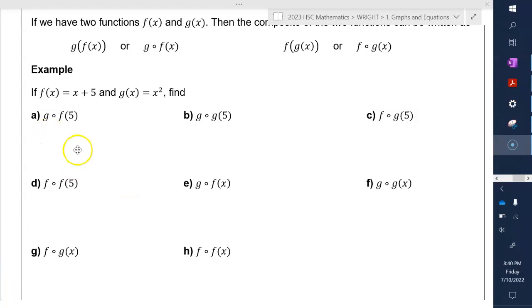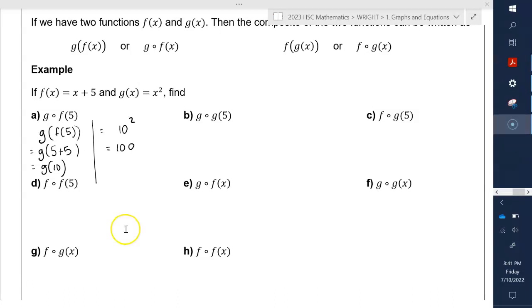Okay, so let's have a look at A. It's saying g of f of 5. So what that basically is saying is it's g of f of 5, which is equal to g of, well, what's f of 5? Well, that's popping a 5 where our x is here. So f of x plus 5 is 5 plus 5, which is g of 10. If we have a look up here, what's g? G of x is x squared, so g of 10 is 10 squared, which is 100.